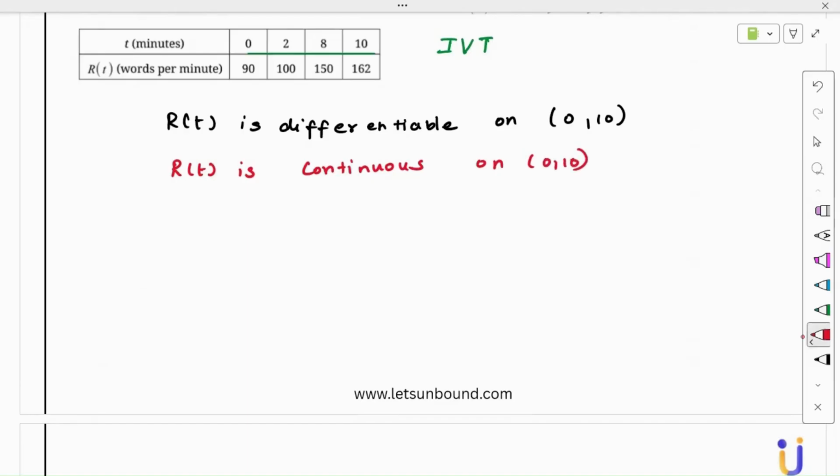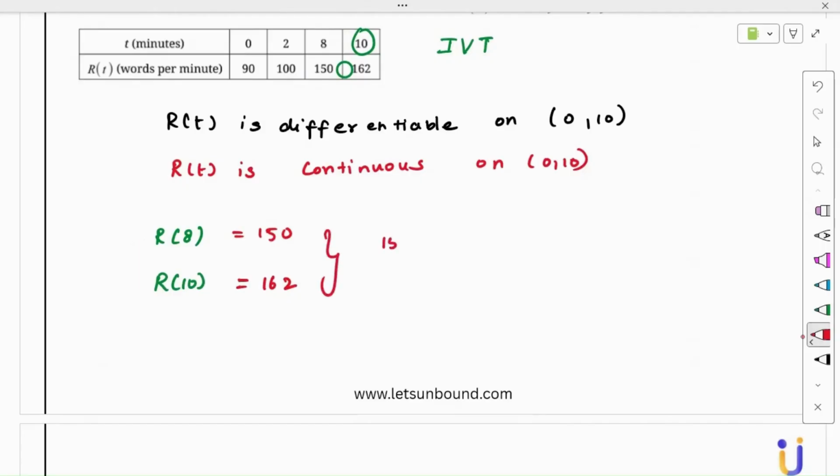So R of 8 is 150. Why am I taking R of 8 suddenly? I'm looking for any value between 0 and 10, so that I can clearly see 150 lies between 90 to 100 and the next value. So I'm picking this particular interval, not 0 to 10. R of 8 is 150 and R of 10 is 162. I'm not saying R of 9 is 155. Many infinite values are between 8 and 10, correct?